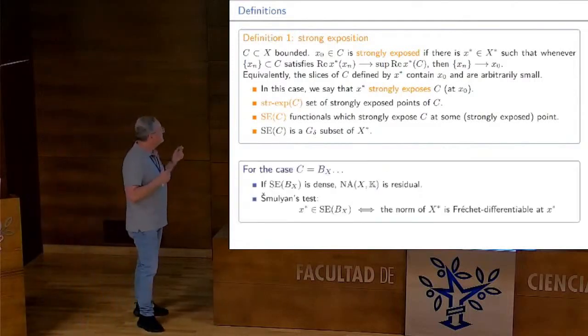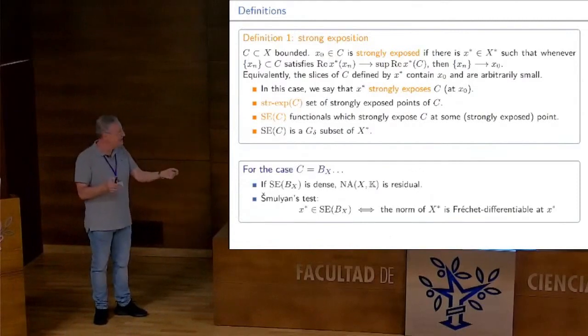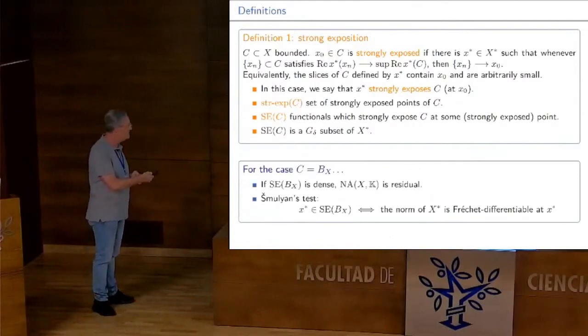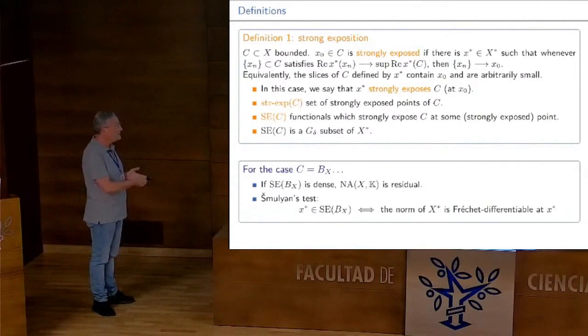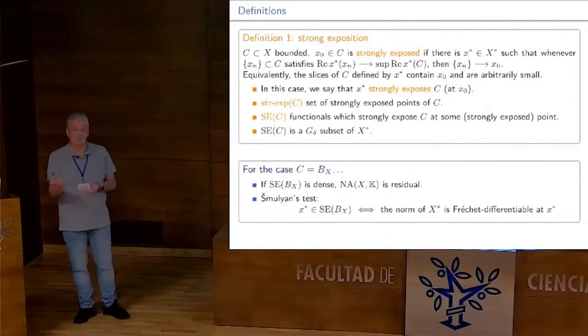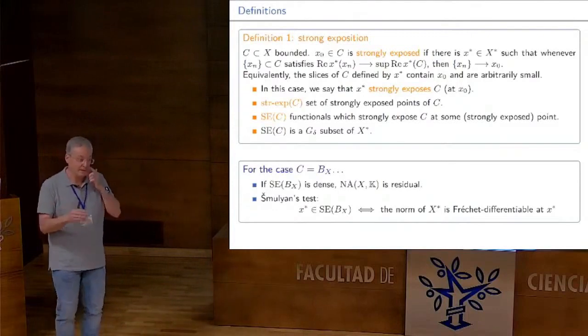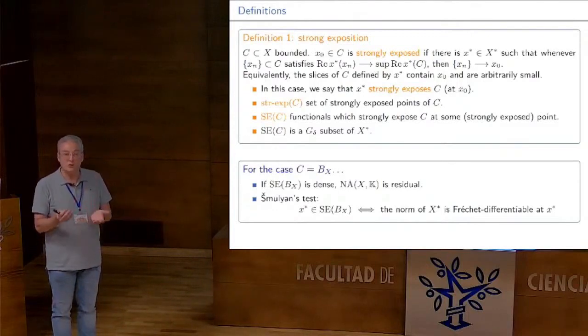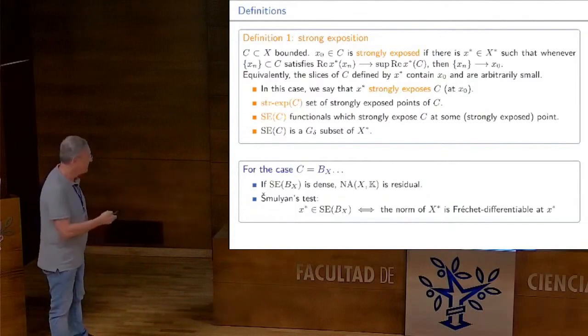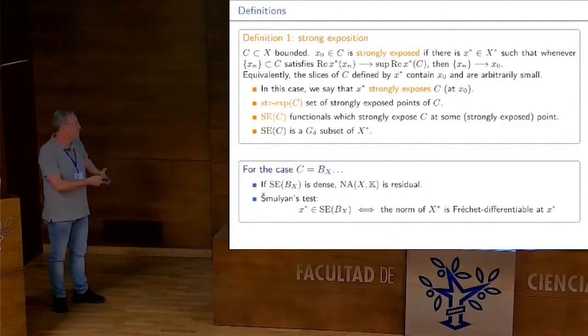Okay, the most interesting case for us will be that the set C is the unit ball. In this case, you have this set of strongly exposing functionals of the ball. If it is dense, then the set of non-attaining functionals is residual. Residual means that the complement, in a Baire space, is first category. And what is good for residual sets? That if you have two residual sets and you take the intersection, you get a dense set, because it's again G delta and dense. Okay, well, here you have another possibility to see what a strongly exposing functional on the unit ball is: just by the Šmulian test, a functional whose dual norm is Fréchet differentiable.